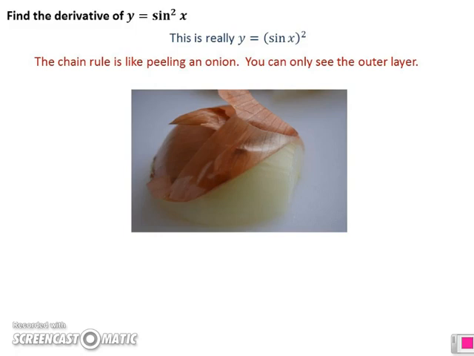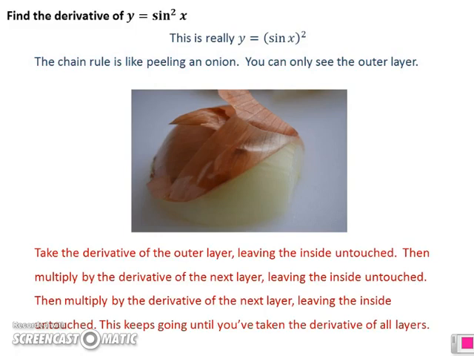So chain rule is so important because it allows us to take the derivative of pretty much every function, but you just have to deal with one layer at a time. So when you're looking at an onion, you can only see the outer layer, and then you deal with that layer, peel it off, and you're done with it, and you go on to the next layer. So you can really only see one layer at a time. So the chain rule, you take the derivative of an outer layer, you leave the inside untouched because you can't even see it, and then you multiply by the derivative of the next layer, leaving the inside untouched, and then you multiply by the derivative of the next layer. You continue to leave the inside untouched until you've taken the derivative of all the layers.